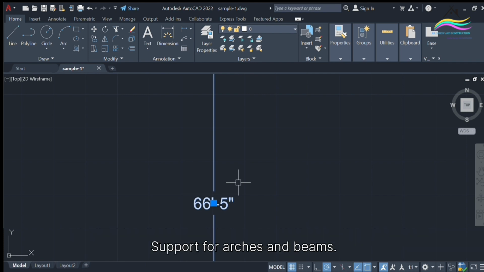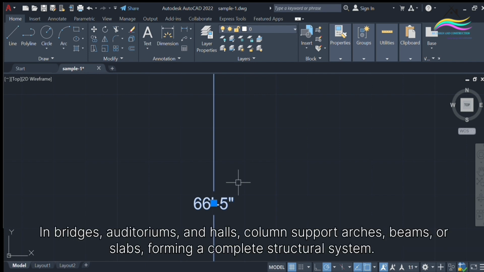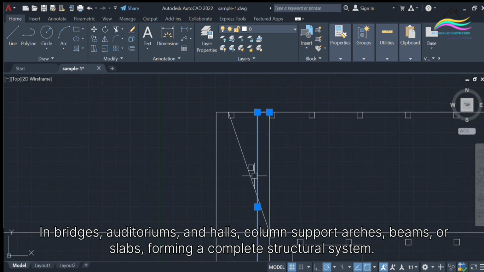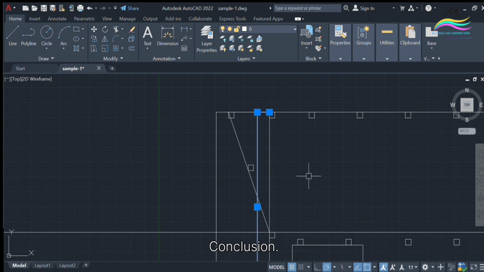Support for arches and beams. In bridges, auditoriums, and halls, columns support arches, beams, or slabs, forming a complete structural system.